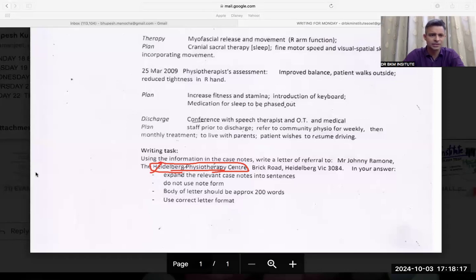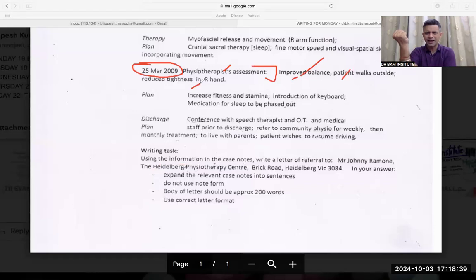And the last date, which we normally say in OET, is today's date. So this is the last date, 25th March 2009. So this is what we write as today's date. Physiotherapy assessment, improved balance. Now a person can get confused. Oh my God, physiotherapy assessment has already been done. He has got improved balance. Patient is walking outside. Reduced tightness in the hand, increased fitness and stamina, introduction of the keyboard, medication for sleep to be phased out. Now, out means out. He does not need medications, they need to be phased out with time.